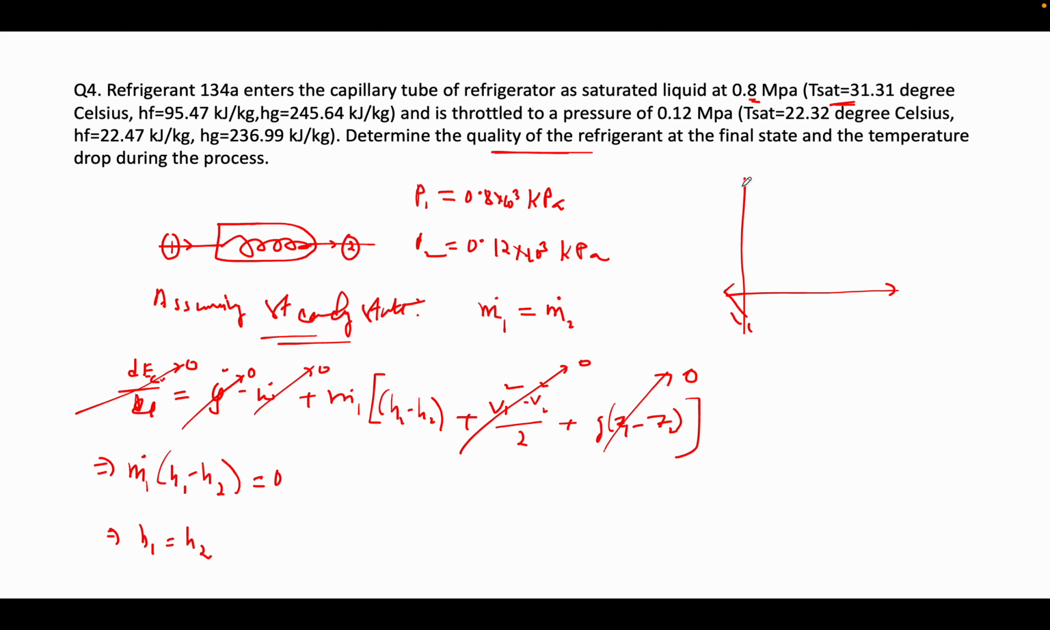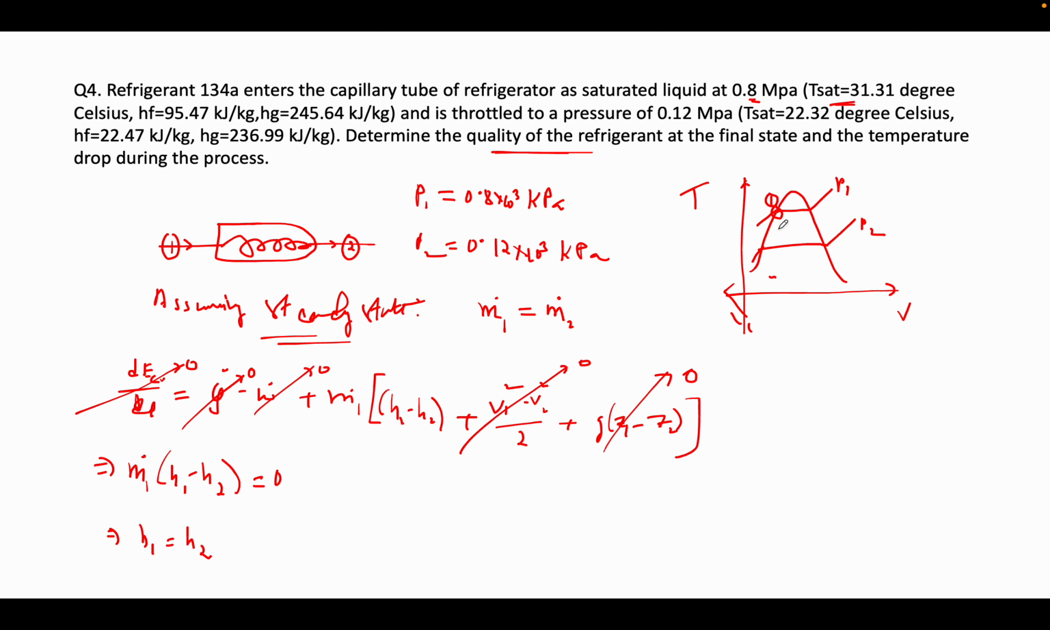Now once again I am drawing this T-v diagram. Say this was my initial pressure P1, and this is my final pressure P2. Now a refrigerant enters as a saturated liquid. That means it was there in this state. This is my saturated liquid state. This was my state number 1.